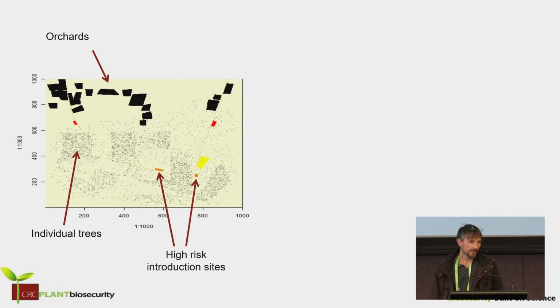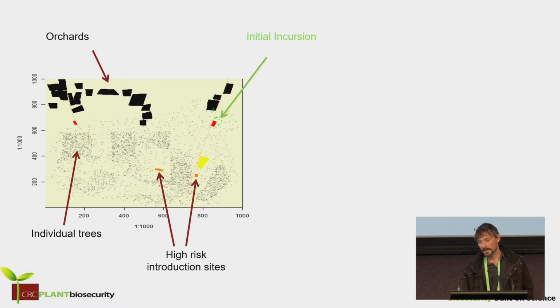And we know that there's high-risk introduction sites. For example, these could be caravan parks where travellers are likely to dump their fruit as they come through from Queensland, bringing Qfly potentially in with them. Or they could be shopping centres, they could be visitor centres, those kind of places that anecdotally we know are higher risk. So we simulated initial incursion happening that's likely to occur near one of these sites, but not necessarily. It could potentially occur anywhere.